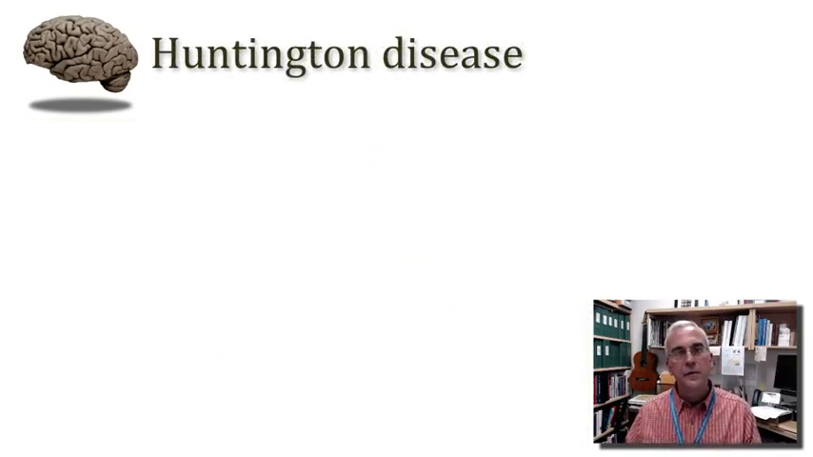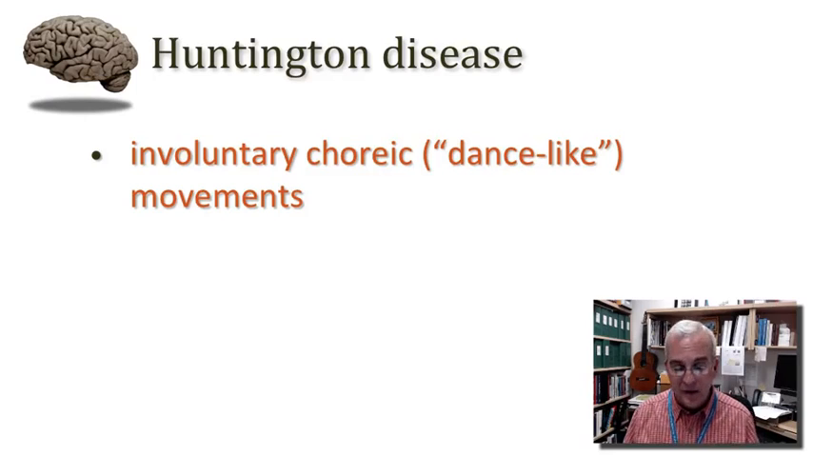Now let's travel down the continuum and consider the role of the basal ganglia in creating hyperkinetic movement disorders. And the disorder that I'd like to use to illustrate this end of the continuum is Huntington disease. So Huntington disease is characterized by involuntary movements of the body, often involving the limbs, and because the flailing movements of the limbs resembles dance-like movements, this is called a chorea, which is a Greek word that means dance. So involuntary choreic movements are characteristic of Huntington disease.